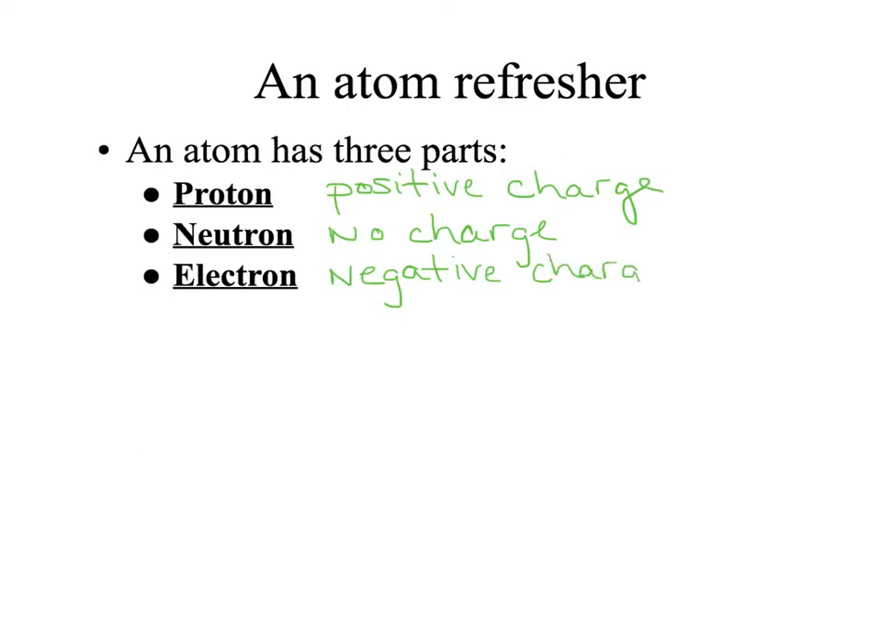So protons, neutrons, and electrons. The proton is positive, the neutron is neutral or has no charge, and the electron is negative. A lot of times I'll abbreviate these: proton with a P and a plus sign, neutron N with a 0 for no charge, and electron E with a negative sign.